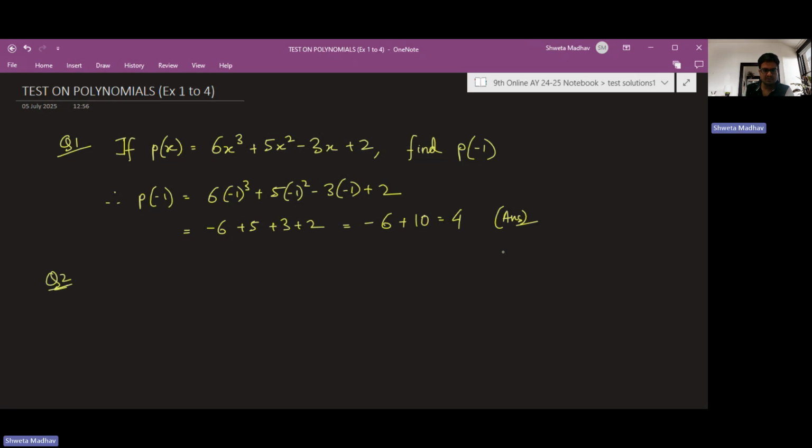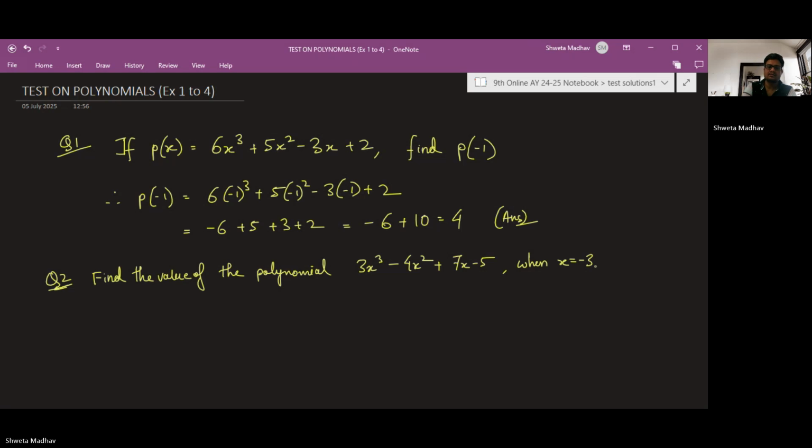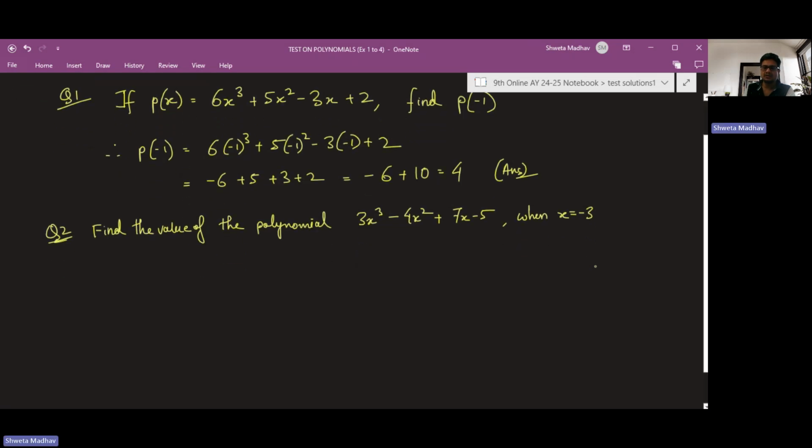Then in question number 2, it has been told to find the value of the polynomial 3x power 3 minus 4x square plus 7x minus 5 when x equals minus 3. So simply at x equals minus 3 you have to find. So if we take this as p of x, which is 3x power 3 minus 4x square plus 7x minus 5, then we need to find the value of p of minus 3.